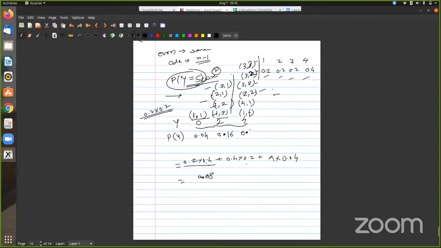Divide the whole third column by the total. It's 0.32. Sir, what is it?